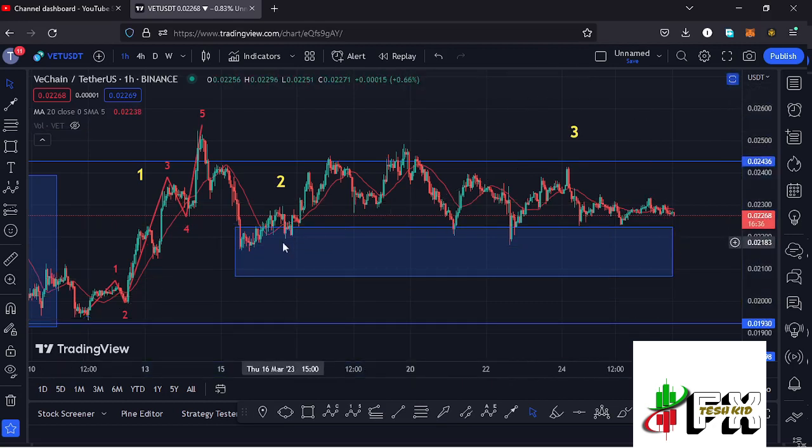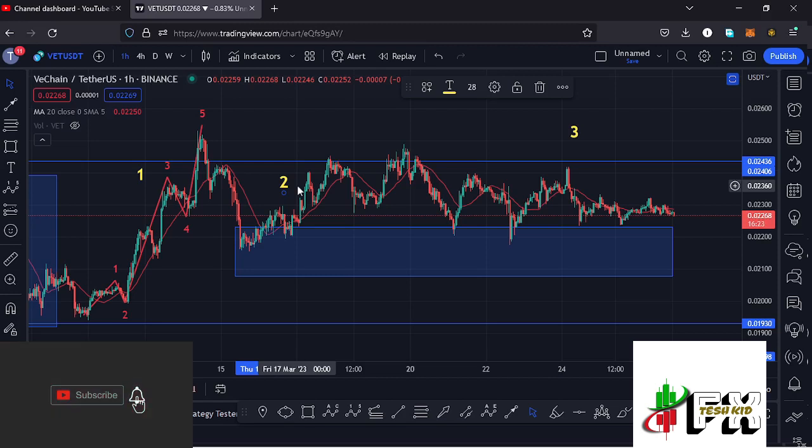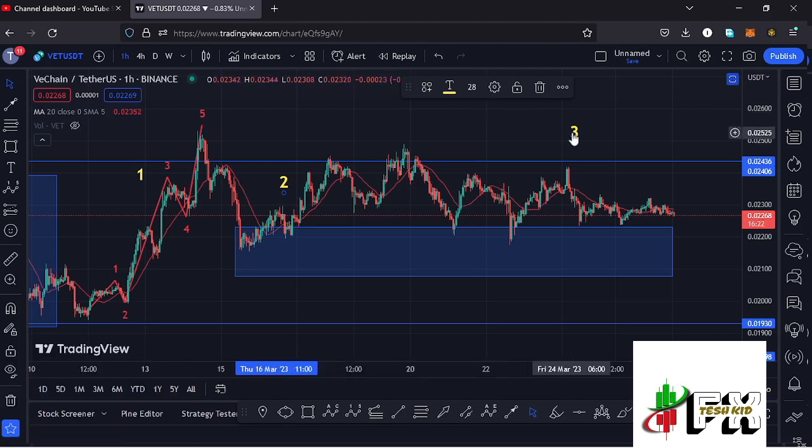And at the time of this recording, you can see that we have managed to get into the minimum retracement area in the formation of this wave 2, meaning there are chances that we might have bottomed out in the formation of this wave 2, and there are chances that very soon we might start gearing up in the formation of this wave 3 to the upper side.